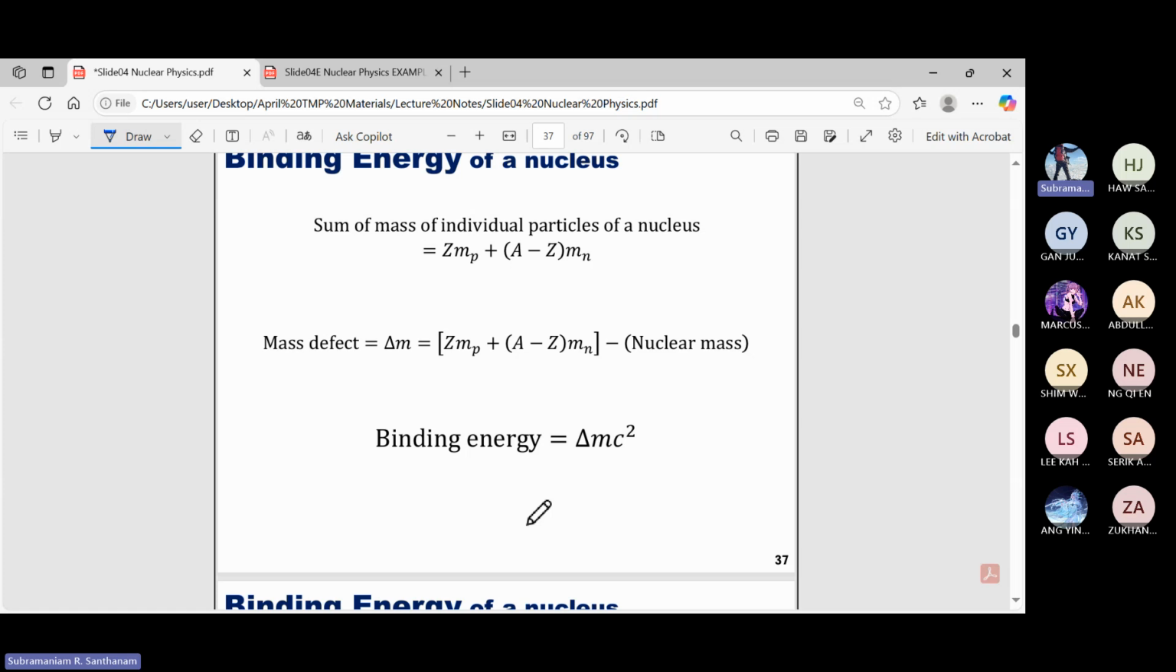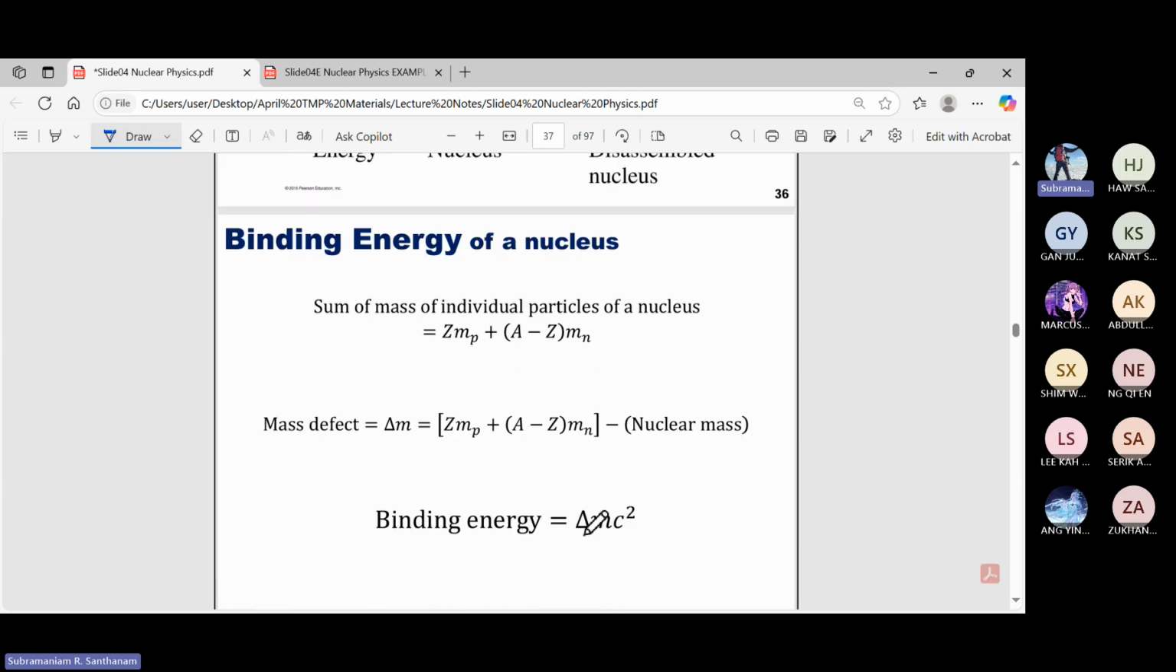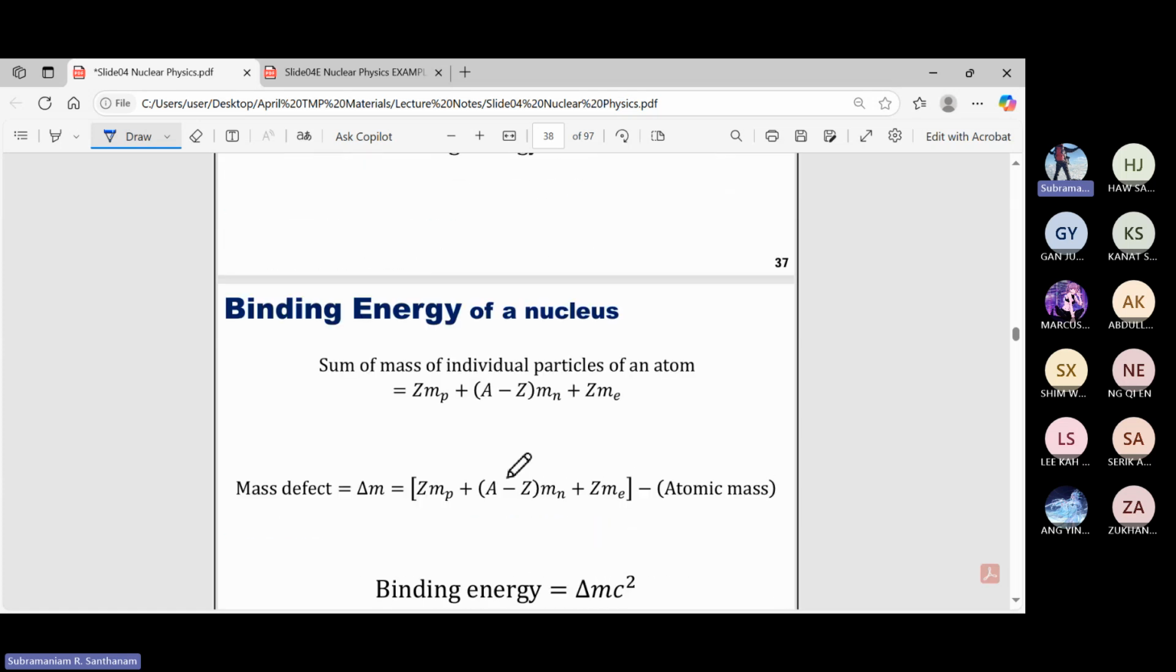Coming back to the calculation, for the sum of the individual particles of a nucleus, we take the total mass of the protons and the total mass of the neutrons. The mass defect is the total mass of the protons plus the total mass of the neutrons, minus the nuclear mass as a whole. That will give you the mass defect, as we discussed.